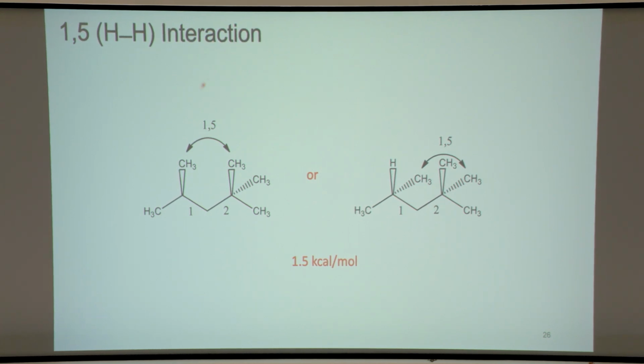And then at the end, you also have something called the 1,5 interaction. This is when a carbon has an interaction with a carbon that's 5 carbon atoms away. So this is 1 carbon, 2 carbons, 3 carbons, 4 carbons, 5 carbons. So a 5 carbon ring can have some type of stabilizing interaction. So based on this 1,5 interaction, you have to add another 1.5 kilocalories per mole.